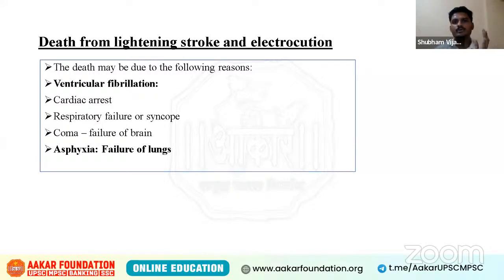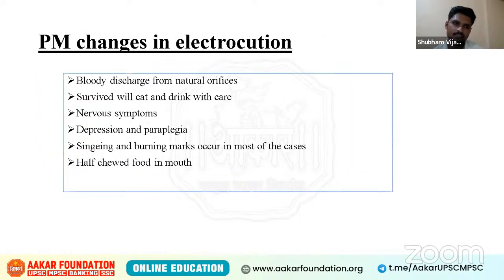As this lightning stroke happens very suddenly, it is called a stroke. And during these two, how does death happen? Death happens either by ventricular fibrillation, cardiac arrest, respiratory failure, or syncope, by the failure of the brain, or by the failure of the lungs, that is called asphyxia.